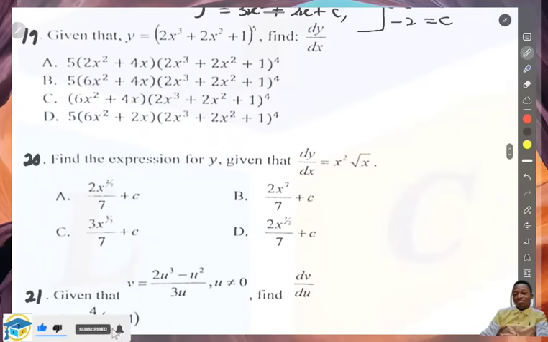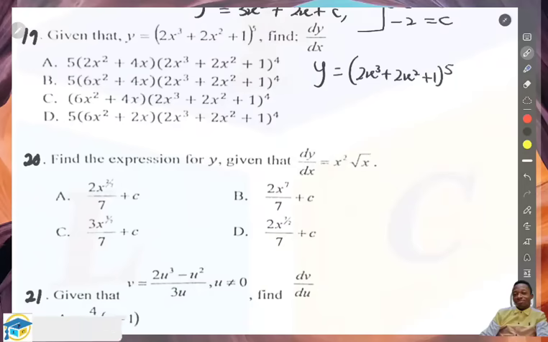Question number 19. Given that y is equal to, in brackets, 2x cubed plus 2x squared plus 1, to the power of 5, we are asked to find dy over dx. That's the first derivative of this function. To differentiate this function is very simple. Differentiating y should fetch us dy over dx, right? Actually, you can use the chain rule to differentiate this, but you can also differentiate in a simple way.